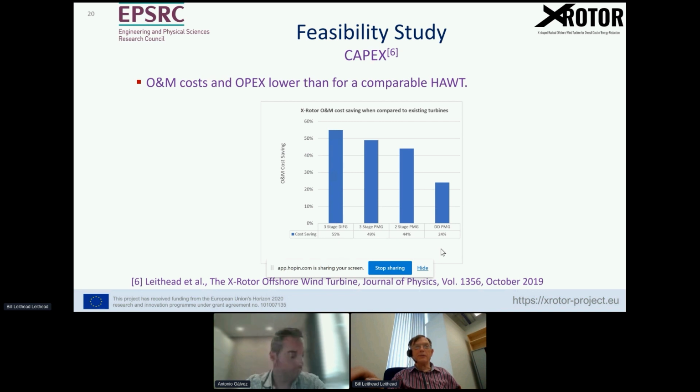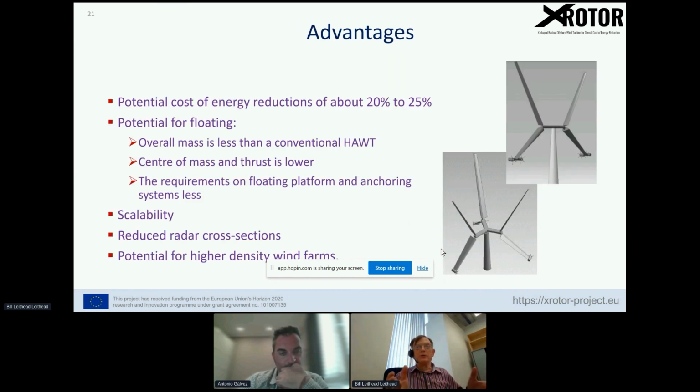In terms of those OPEX costs at the top, this is a similar graph to before, with the same comparisons. This time, the biggest savings are for the three-stage DFIGs at about 50% reduction in O&M costs, reducing to about 20-25% for direct drive permanent magnet. So we've identified really big potential savings in cost. If you put the two together, CapEx and OPEX, about 20-25%. There's great potential from floating.